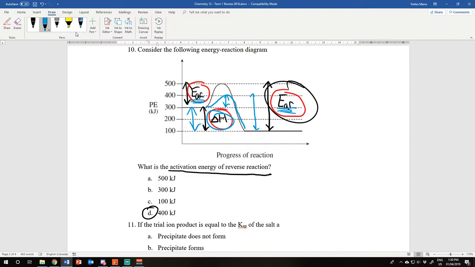And yeah, make sure you understand how to calculate forward, reverse, and delta H energies. Okay, because it becomes very, very important.